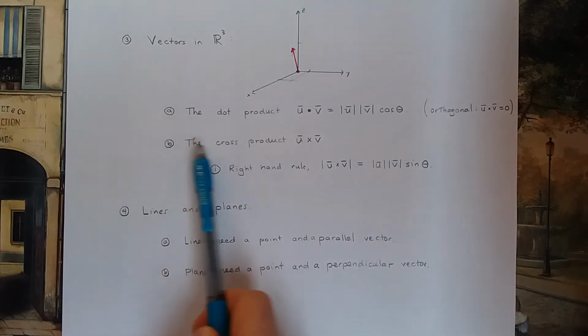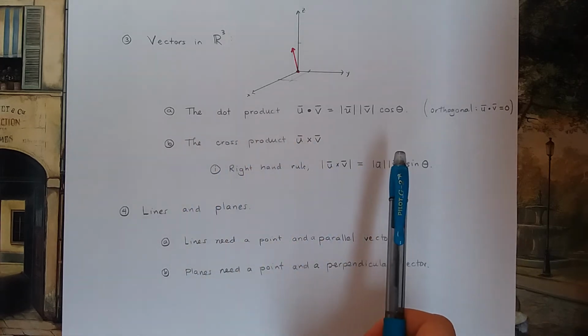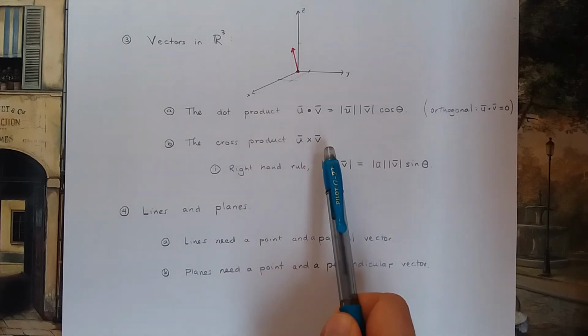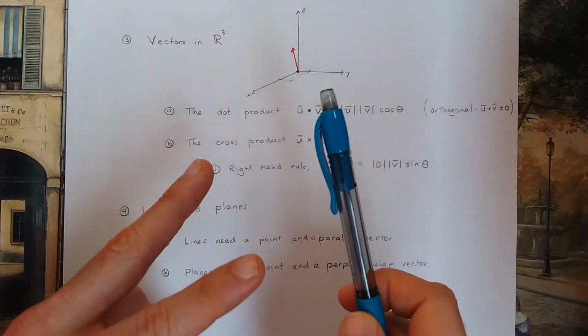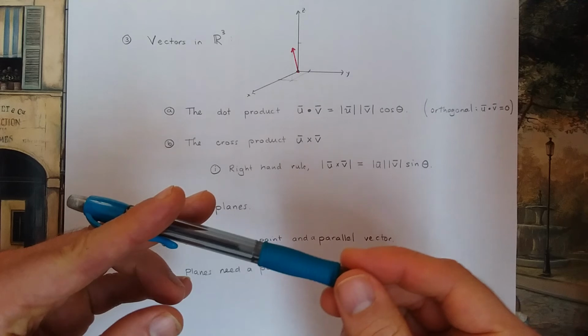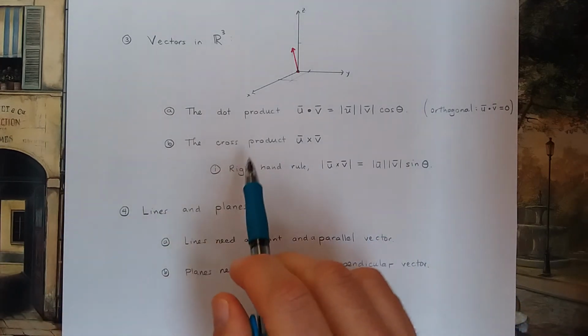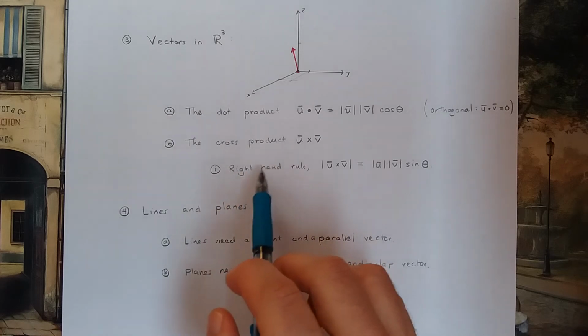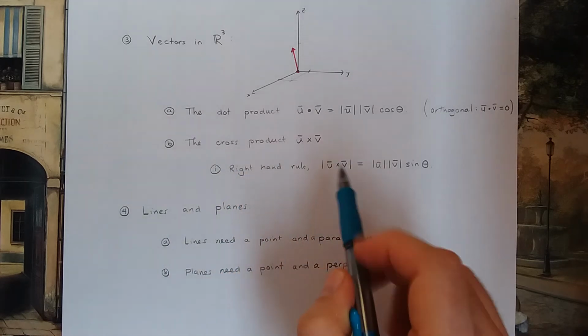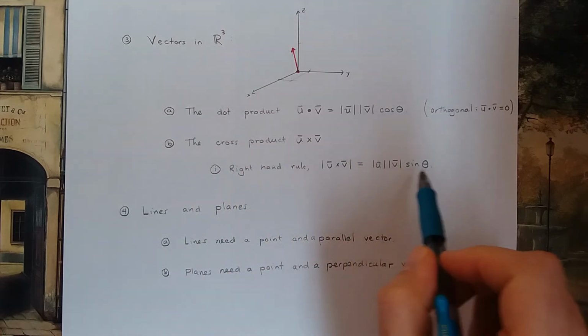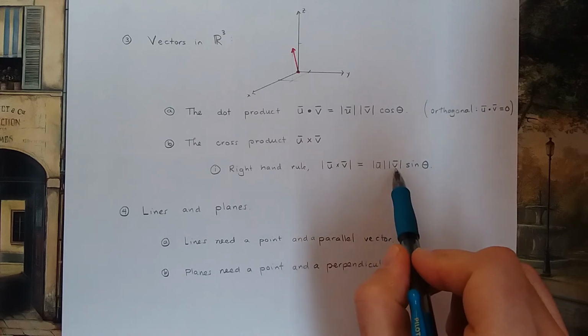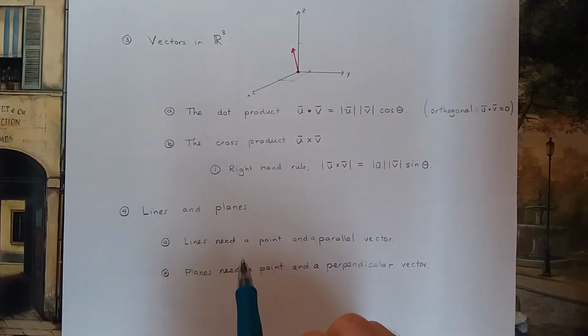And so then we have the cross product. There are a lot of properties about the cross product. The cross product of two vectors gives you a third vector that's perpendicular or orthogonal to your first two. The direction is governed by the right-hand rule, and the length of this vector is the length of u, length of v times sine of the angle between them.